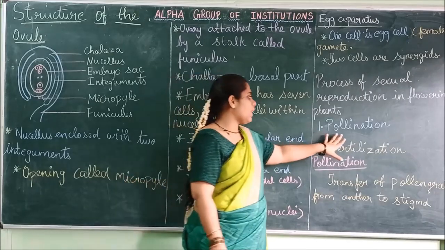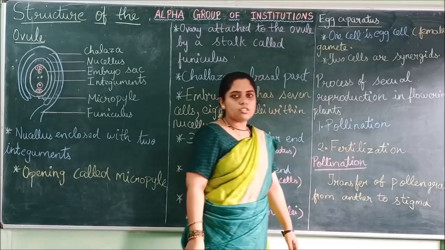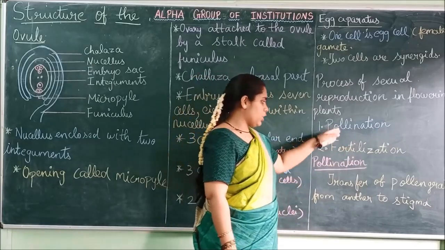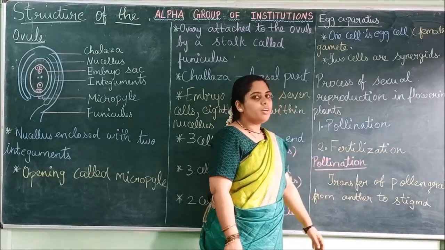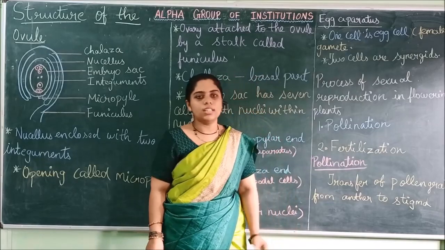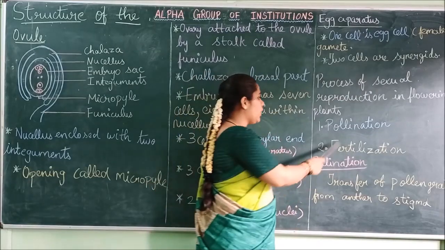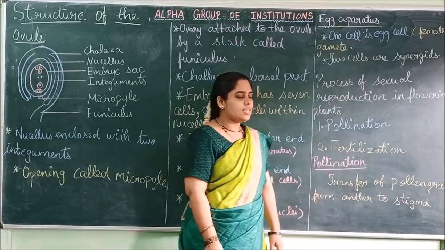The first process is pollination and the second is fertilization. These are the two processes involved in sexual reproduction of plants, pollination and fertilization.